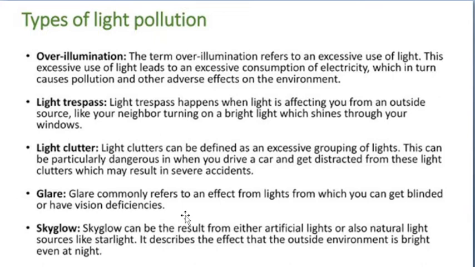Types of light pollution. What are the types? One is over illumination. Second is light trespass. Third is light clutter. Then glare. Then sky glow. Okay, so what are these types?